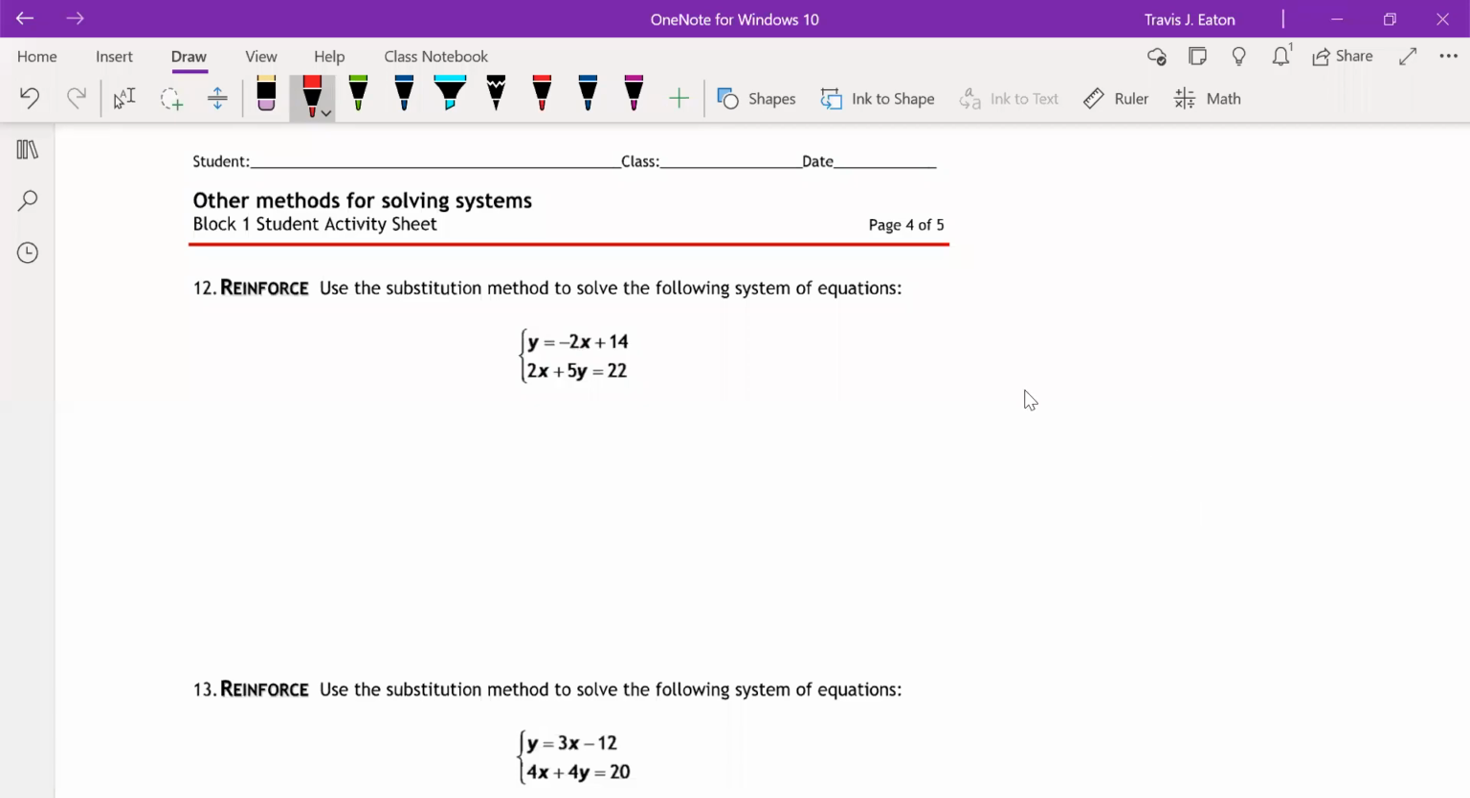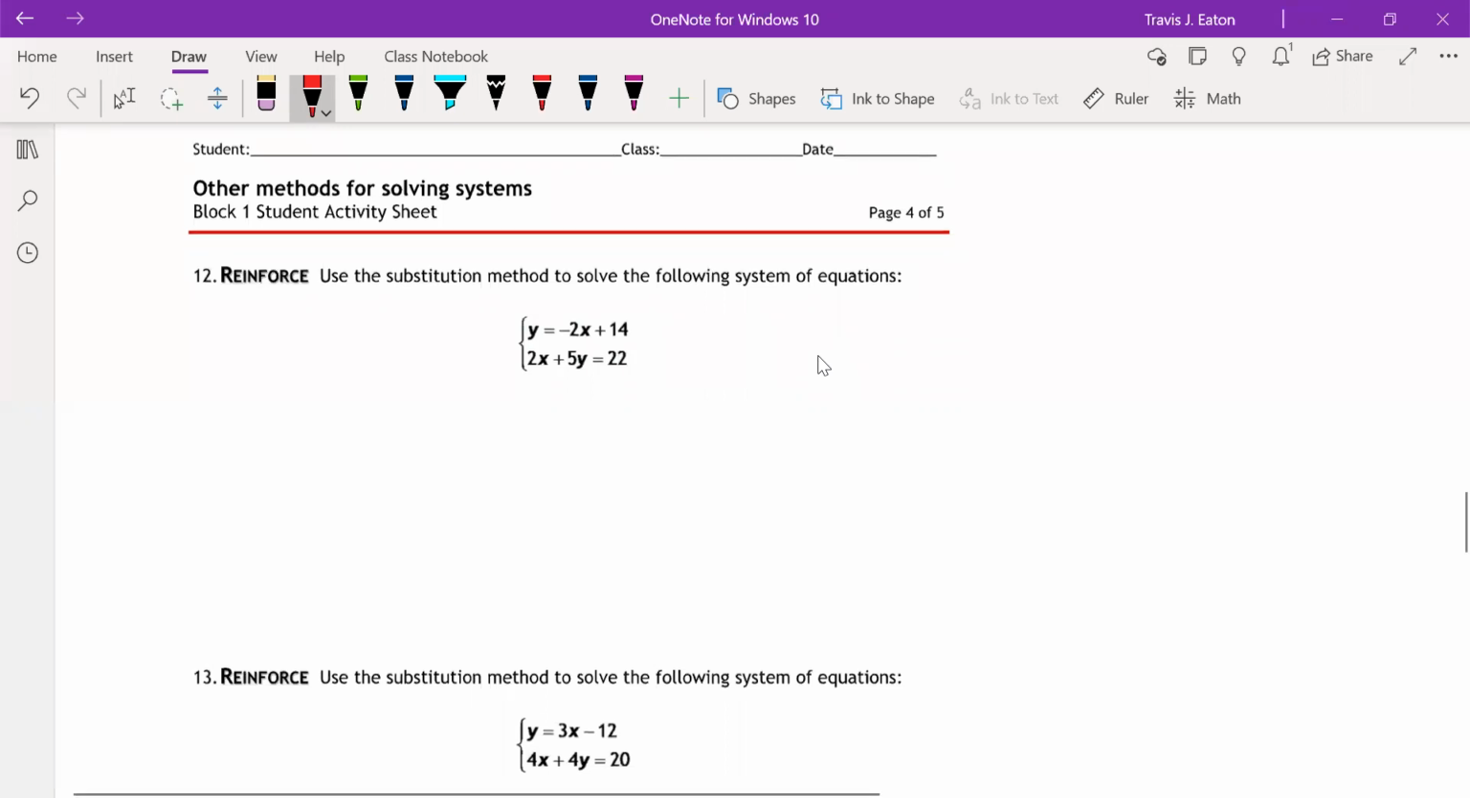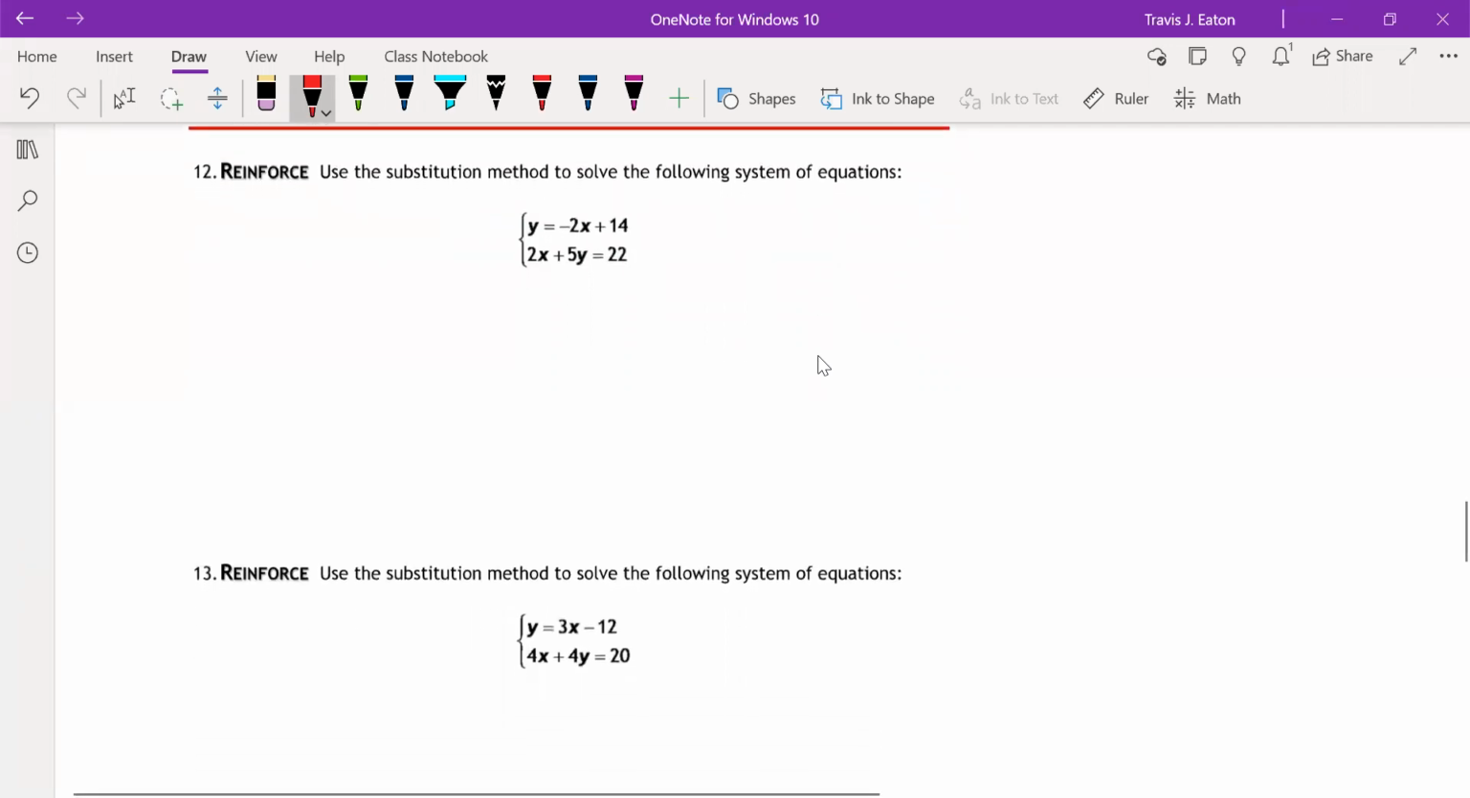Okay, so we're going to use substitution to solve this system of equations. We have y equals negative 2x plus 14 and 2x plus 5y equals 22. Well, the good people at Agile Mind were nice enough to give us one where one equation has already been solved in terms of the other. So that one says y is equal to negative 2x plus 14. So wherever we see a y in the other equation, we can just plug that right into there. So we can take this right here, and we are going to put it in for the y right there.